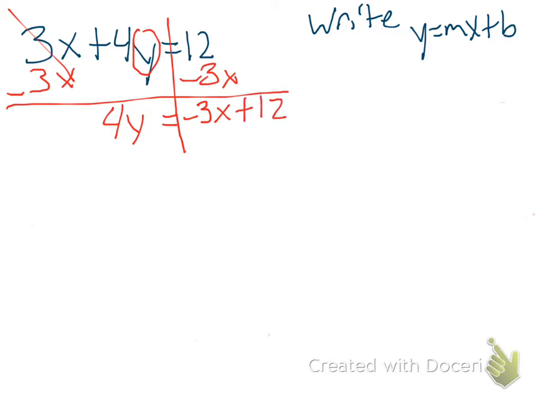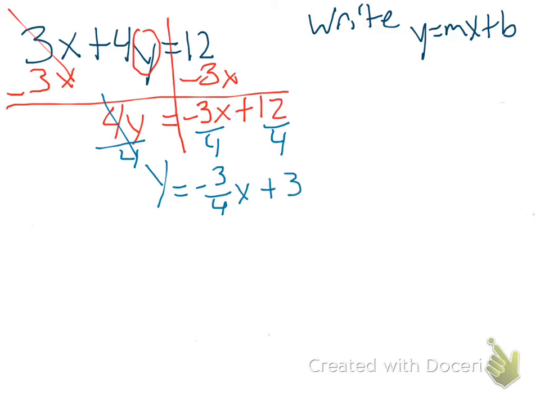Next, I'm going to isolate the y by getting rid of this 4. So I'm going to divide everything by 4. So that would be y equals negative 3 over 4 x plus 3. And that is my equation in slope-intercept form. Now I want to write this in standard form.